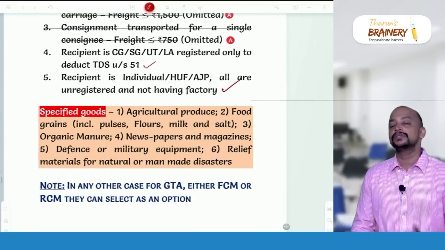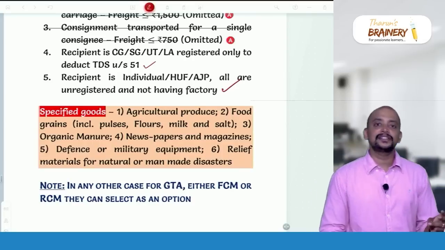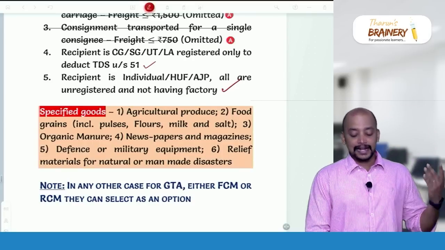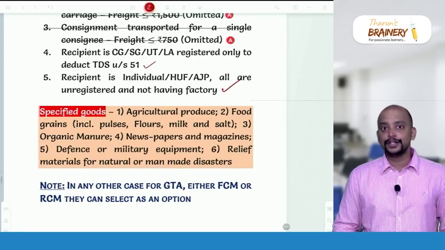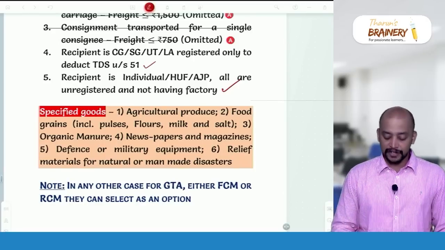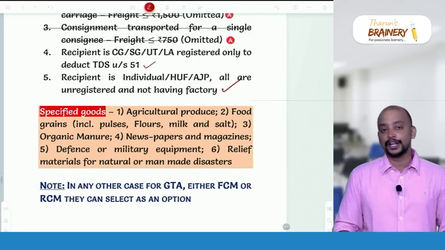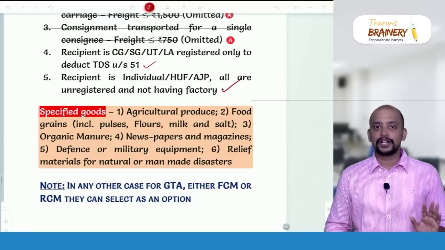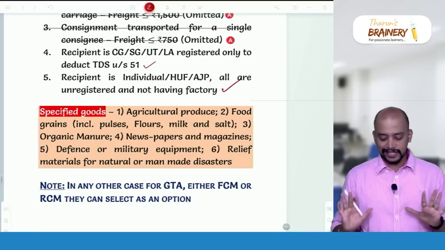Total 6 specified goods: agricultural produce, food grains and flours, milk, salt, organic manure, newspapers and magazines, relief material for natural and man-made disasters, defense and military equipments. Previously the railway equipment point was there, but that is not applicable. Now only 6 goods are there.